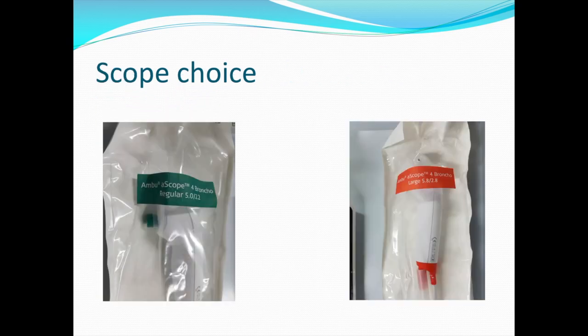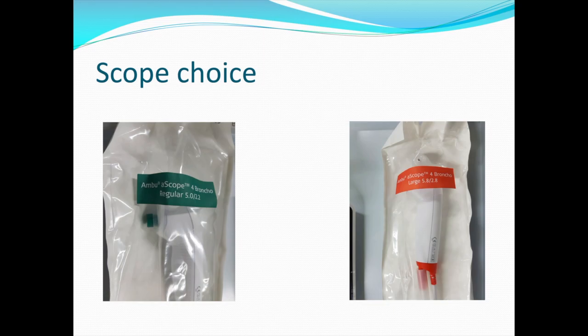And now I'm going to talk to you about the scope choice. In our hospital, we use the ambiscope, and we have two types of scopes which we can use. As you can see on the side, there's a green scope, which is used for most standard procedures. And then we also have the orange scope, which is a larger scope, which can be used if there is a lot of debris in the trachea that needs to be removed.